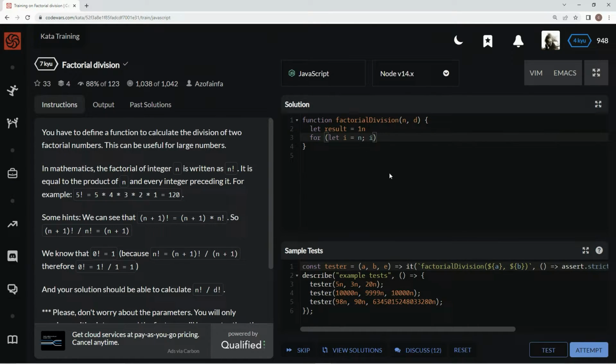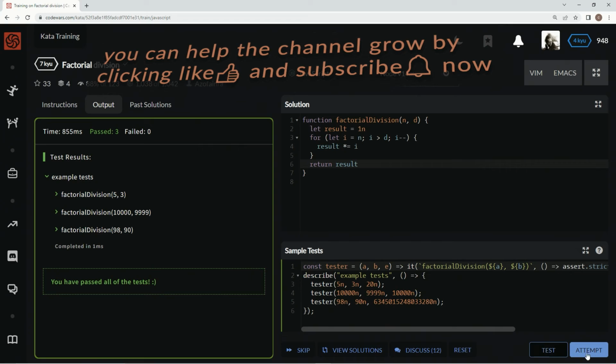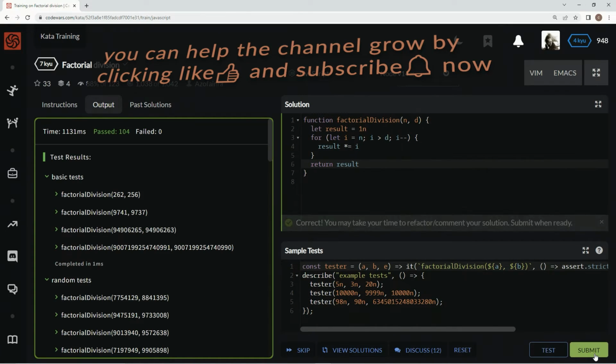Let i equal n, while i is greater than d, i minus minus, right? Because like we said, we're just going to cut the rest off after the d because it's division. All right, so we're going to say result times equals i, and then we're going to say return result. Let's see what happens. Test it out. There we go. Attempt it. All right, submit it.